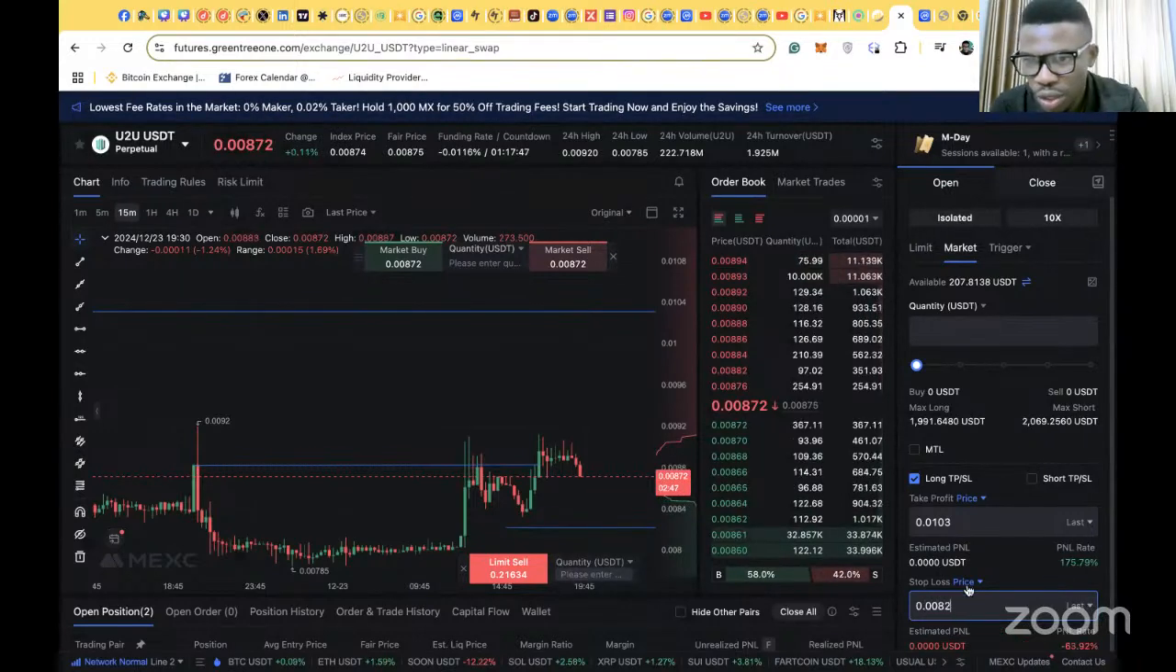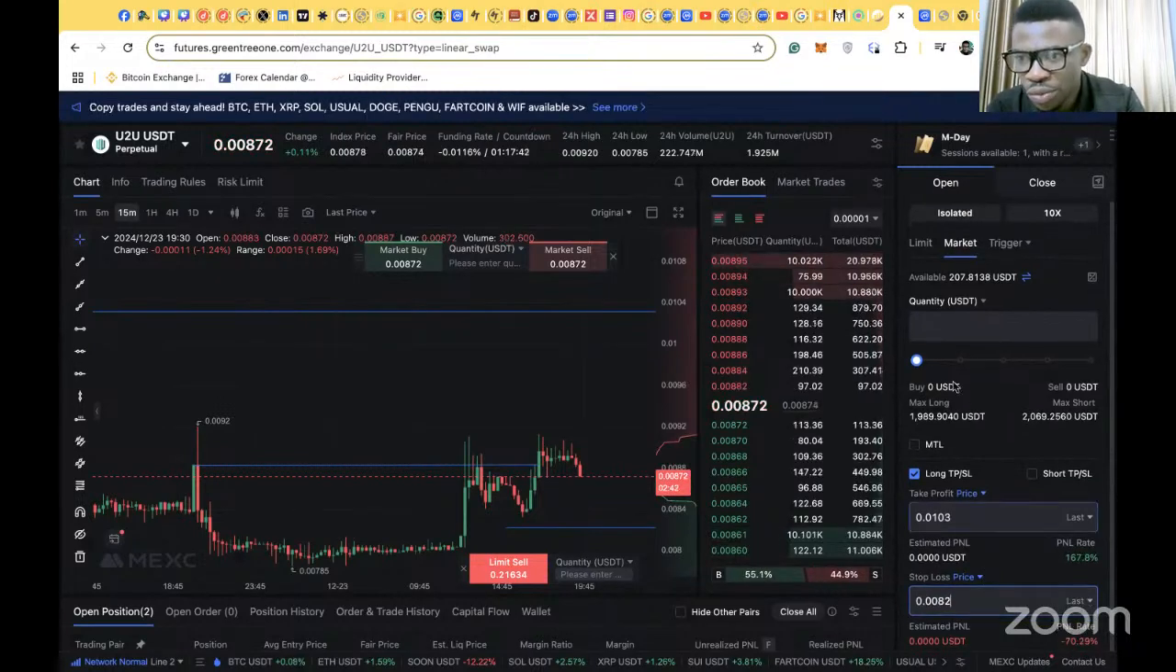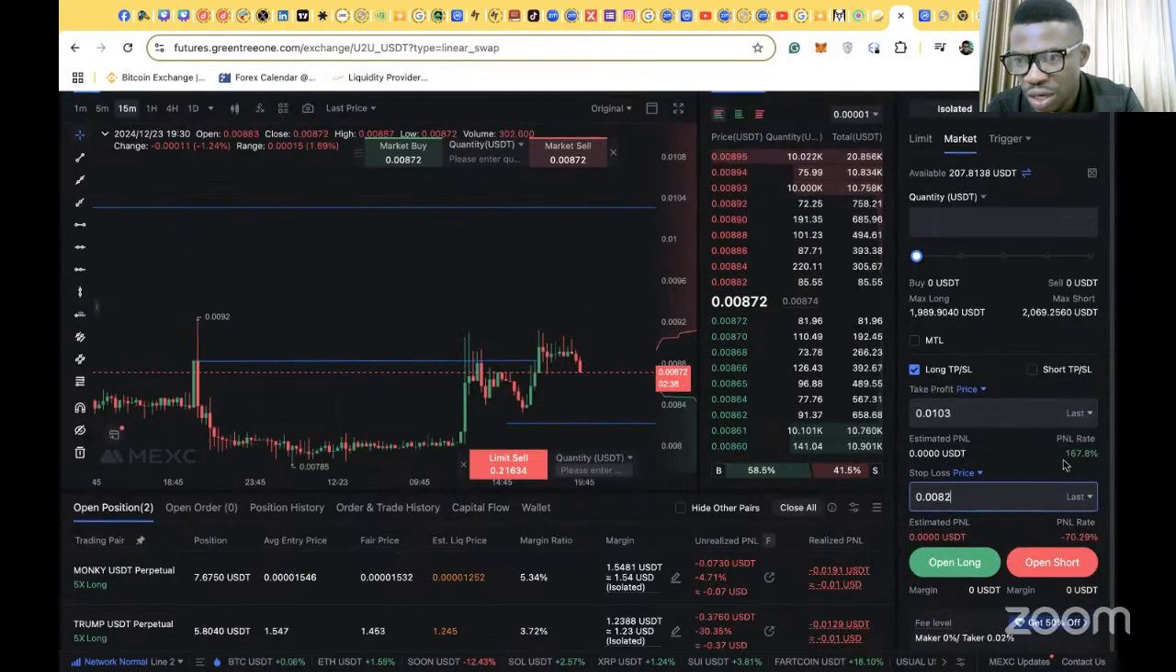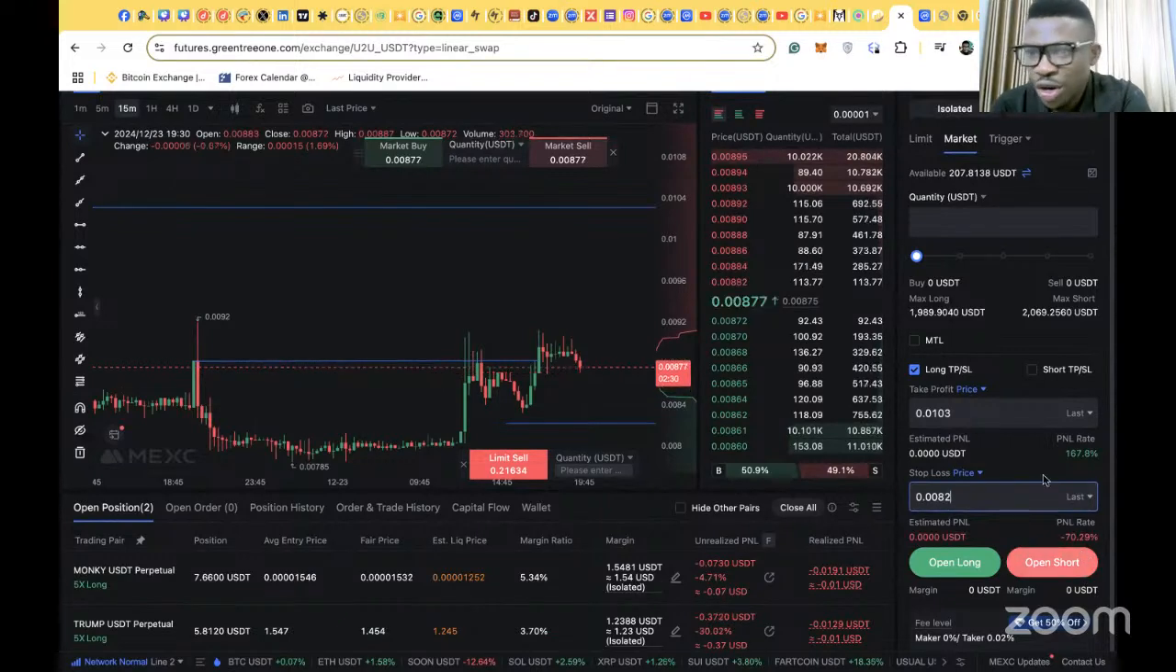0.0082. Okay, thank God it came back. 0.0082, that's my stop loss. So I now play with the estimated profit, estimated loss, and estimated percentage. 167, estimated percentage loss, 70. 70 times 3 is 210. So this is not 1:3, it's around 1:2 point something.